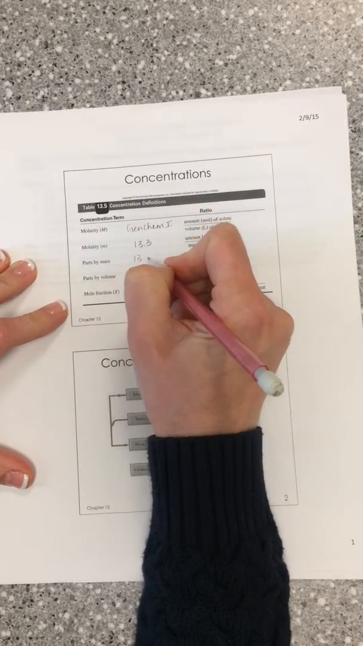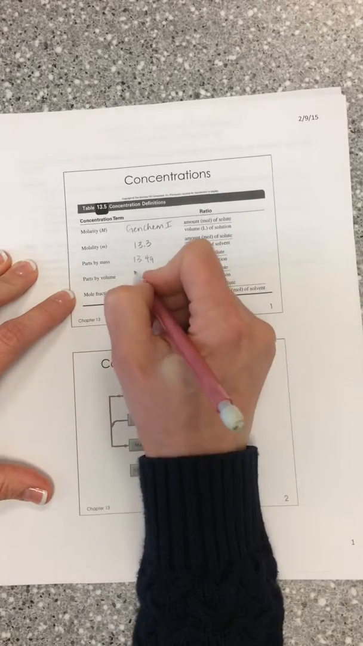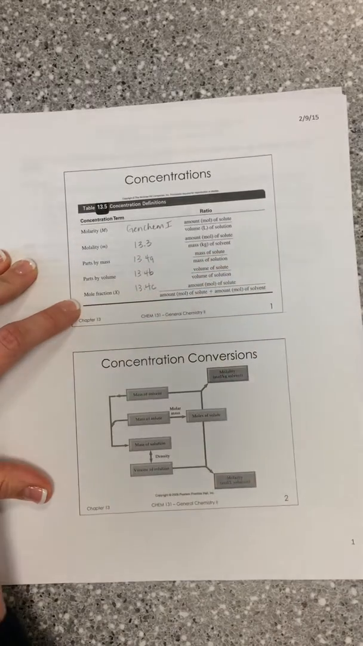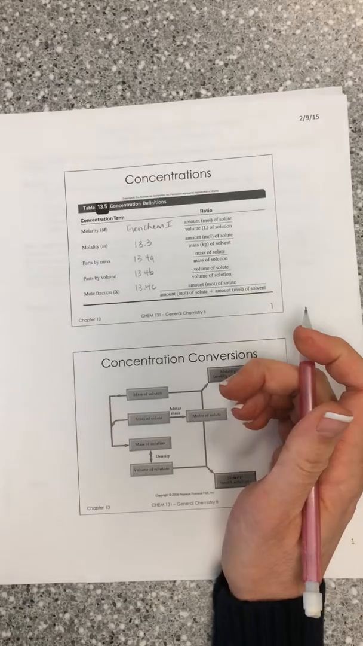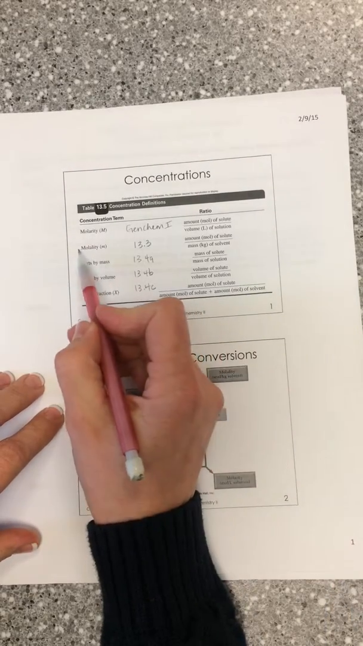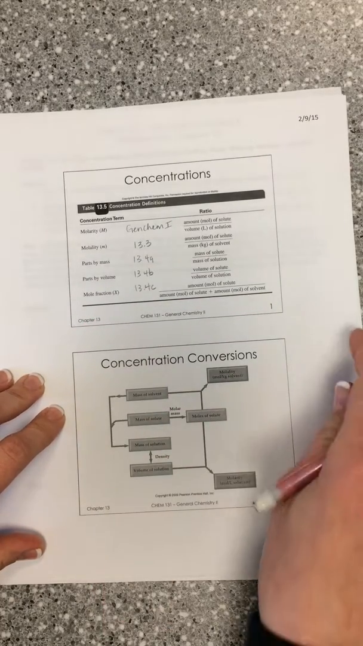In 13.4a, we're going to go through a parts by mass problem. In 13.4b, we're going to go through a parts by volume problem. And then 13.4c, we're going to go through mole fraction. In our next problem, 13.5, we'll actually deal with how you interconvert between some of these. And that has to do with concentration conversions that are down here.